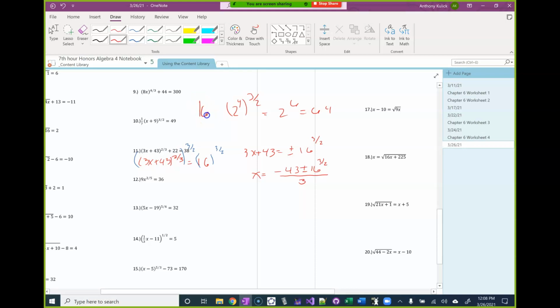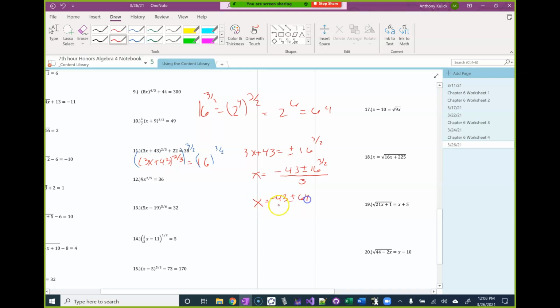So 16 is 2 to the 4th, right? And if I have an exponent to an exponent, I multiply the exponents. So that gives me 2 to the 6th, which is just 64.